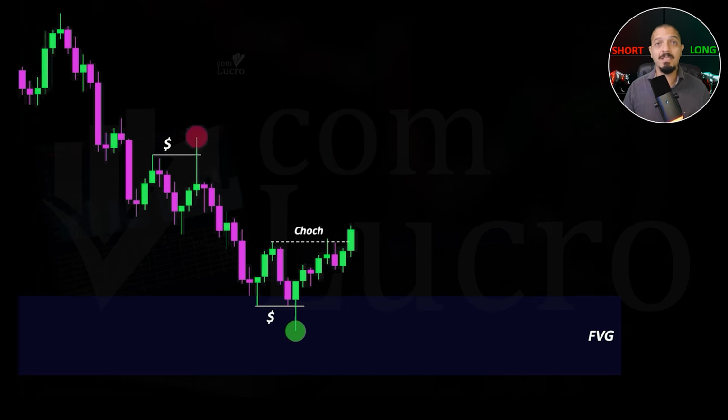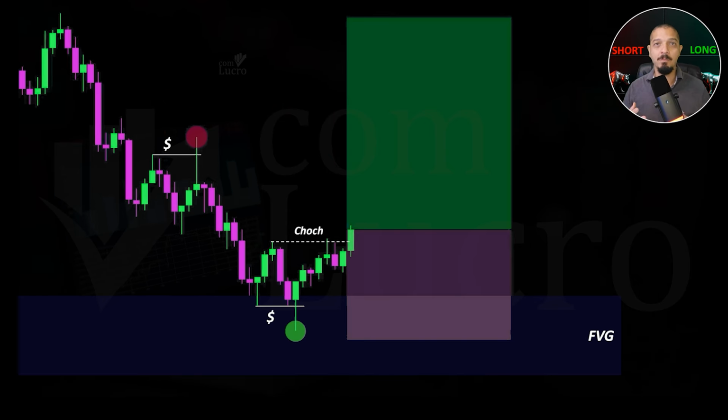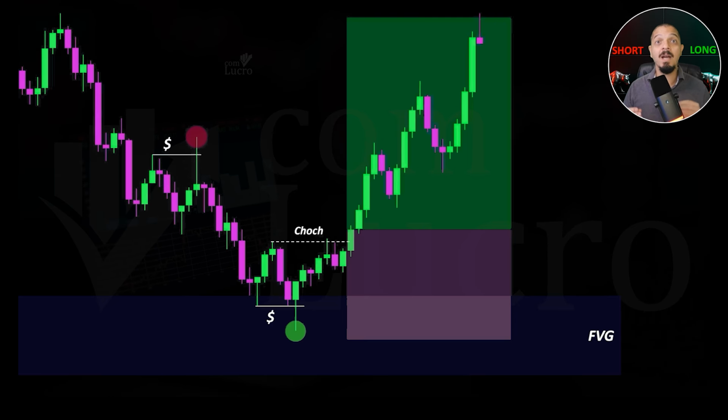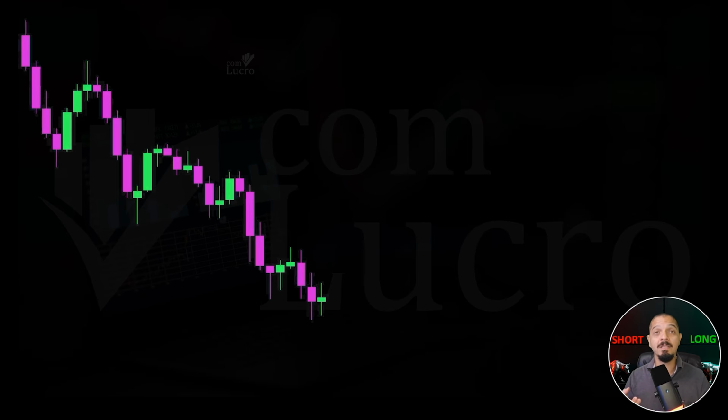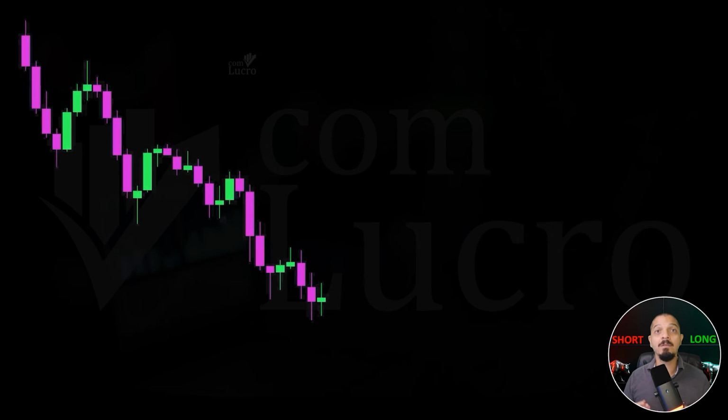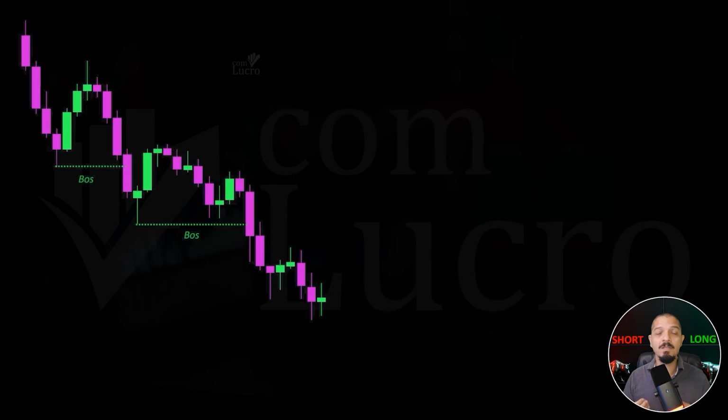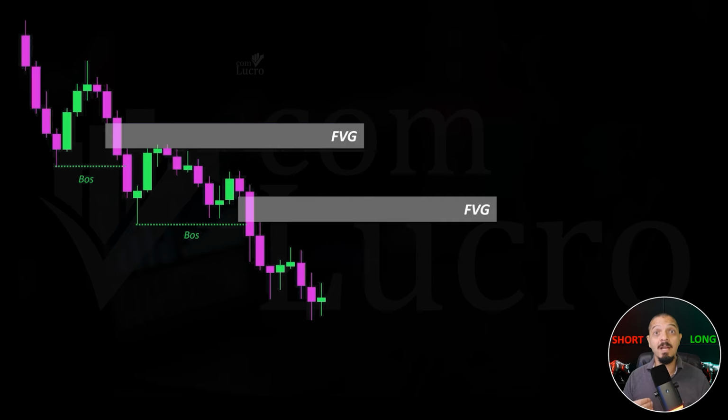Now it's time to execute the trade. Place your stop loss just below the low of the liquidity grab and set your target at the next key level identified on the higher time frame. In a bearish setup, start on the higher time frame by confirming a clear downtrend marked by lower lows and lower highs. Then, manually outline the fair value gaps as potential supply zones.